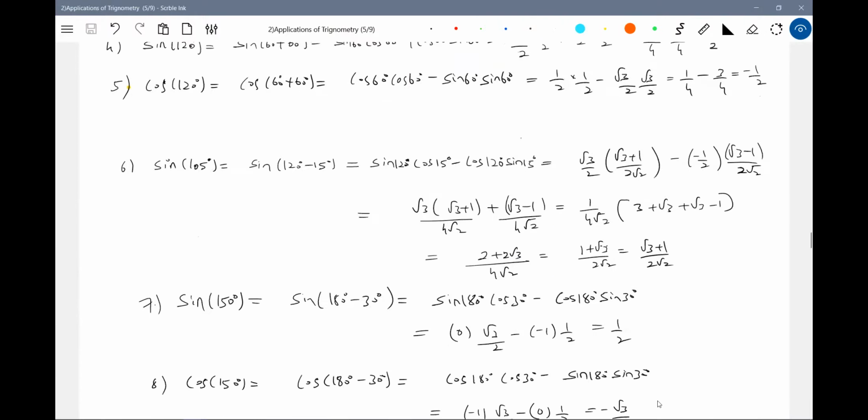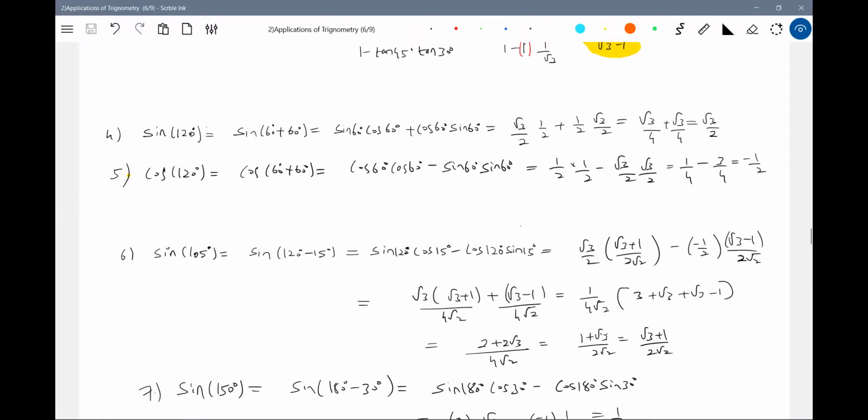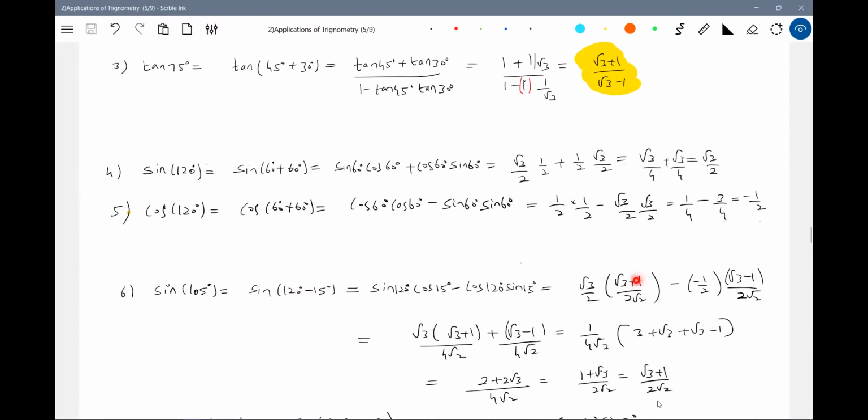Let me substitute that here. Root 3 plus 1 by 2 root 2. Then cos 120 is minus 1 by 2. Sin 15 is root 3 minus 1 by 2 root 2. Here the denominator 4 root 2 will come. Here also the denominator 4 root 2. So this will be root 3 into root 3 plus 1, and here root 3 minus 1.